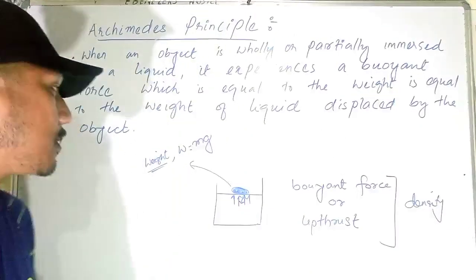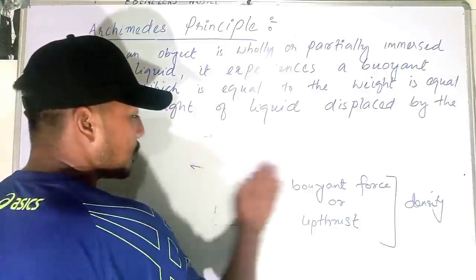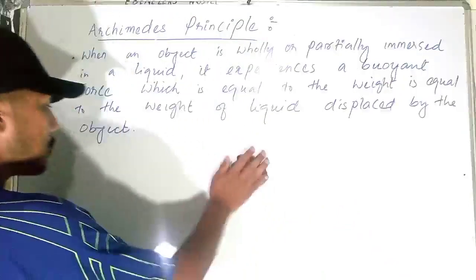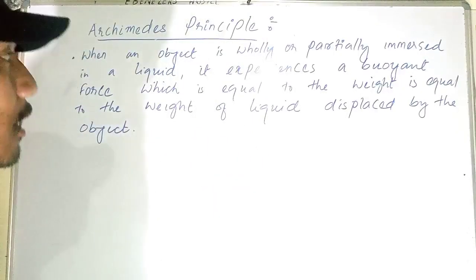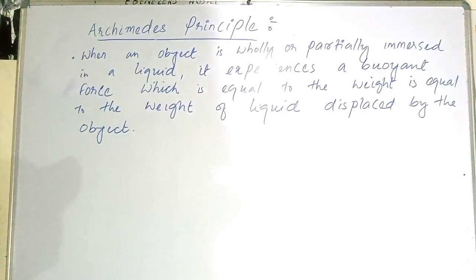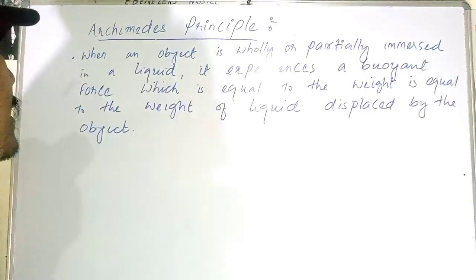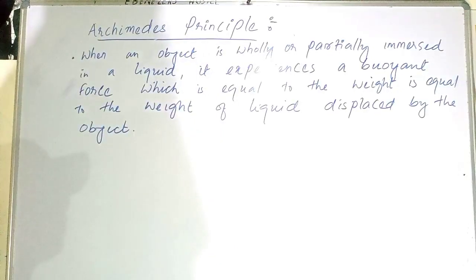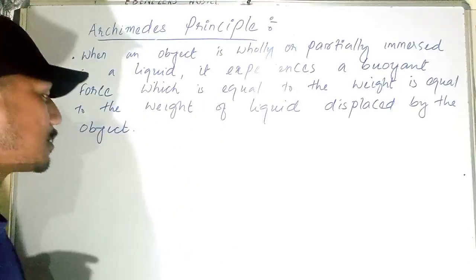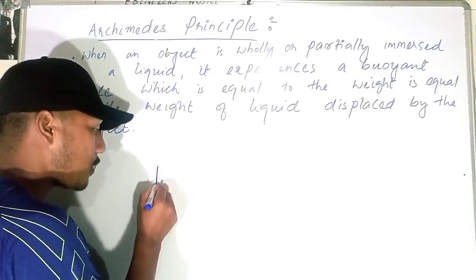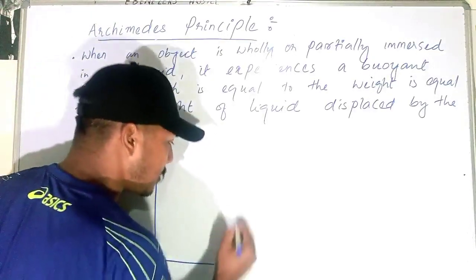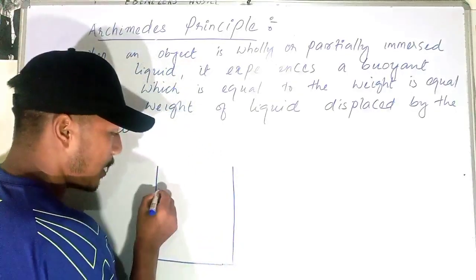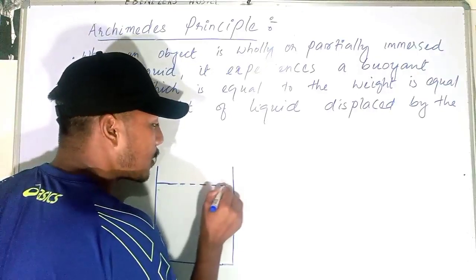Today, based on this, let's discuss Archimedes principle in more detail. What does Archimedes principle say? When an object is wholly or partially immersed in a liquid, it experiences a buoyant force. We discussed that in the previous topic also. Here, let's say this is an object, this is a container, and this is our liquid, water.